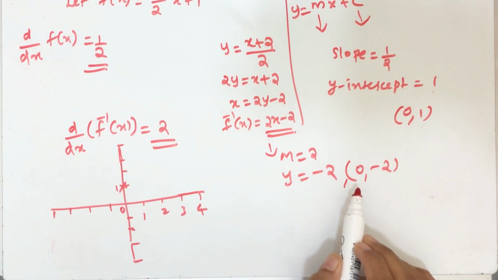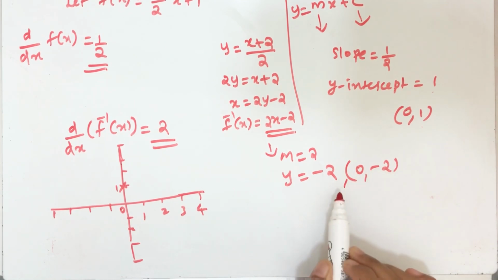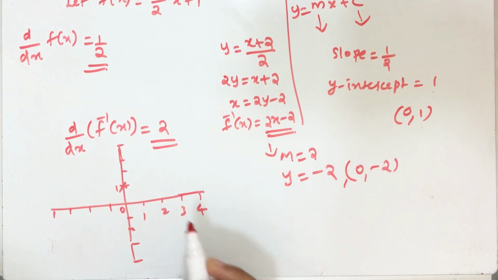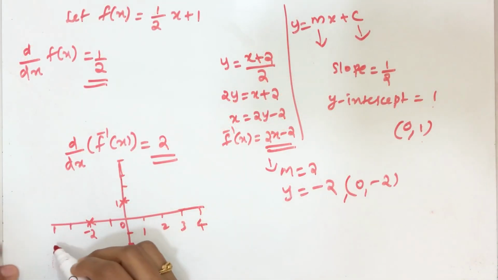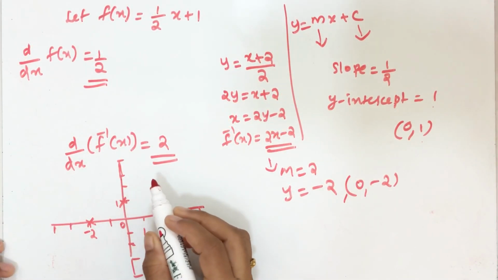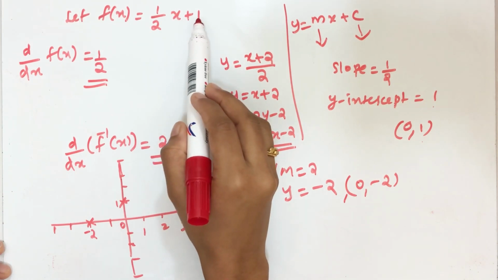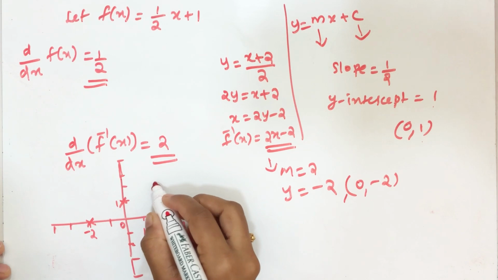We know that in f and f inverse, x coordinate and y coordinate get reversed. So (minus 2, 0) will be a point in f of x. Minus 2, 0 is this. So we can draw the straight line, or we can find other points. Here substitute x is equal to 2. Then we get 1 plus 1, 2. (2, 2) is a point. Here (2, 2) is a point.